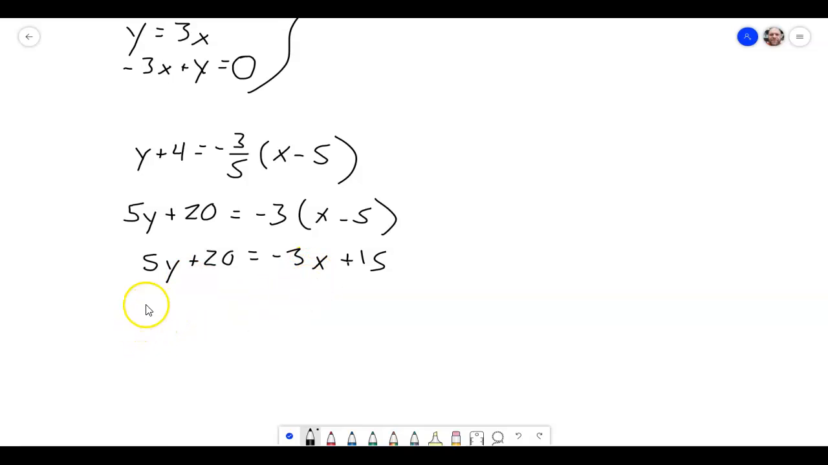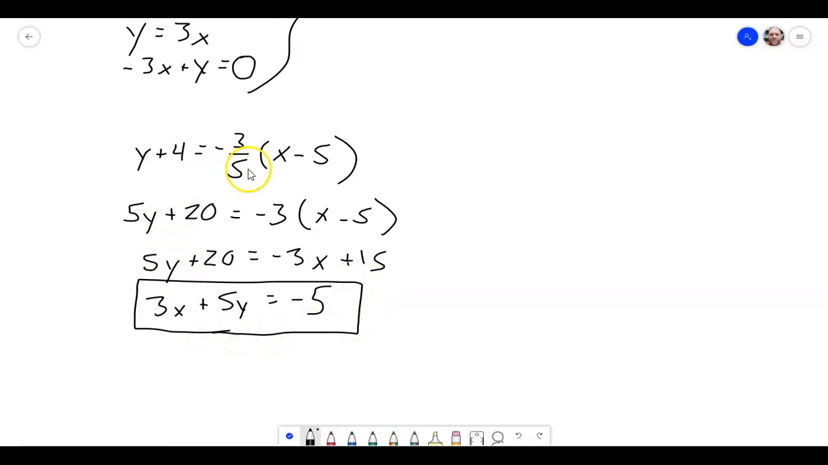And so we're going to get, add 3x to both sides. So I'm going to get 3x plus 5y, and then subtract 20 from both sides. So that's going to be equal to -5. And our coefficient for the x is already positive, so we are done. So that would be the final if we put in our point slope and got to here.